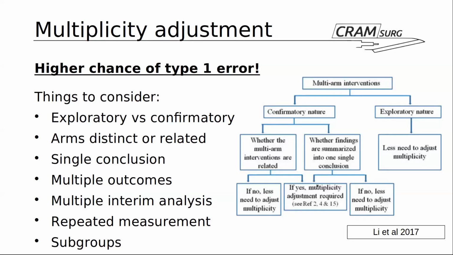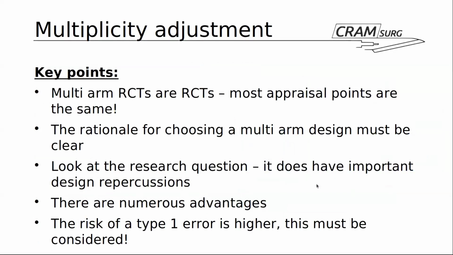And certainly the enthusiasm for multi-arm trials that I've discussed earlier on needs to take that into account. So just a brief summary, some key points. Multi-arm RCTs ultimately are RCTs, and most appraisal points are the same. The rationale for choosing a design like this needs to be clear. Certainly look at the research question because it does have important design repercussions that we discussed.